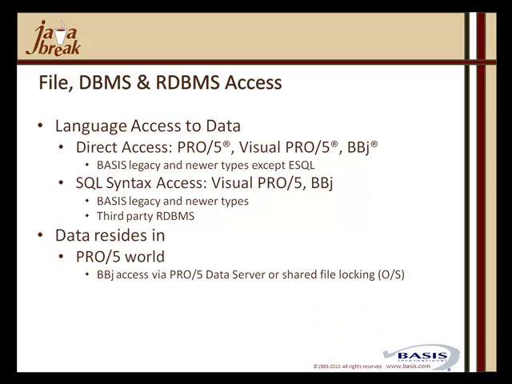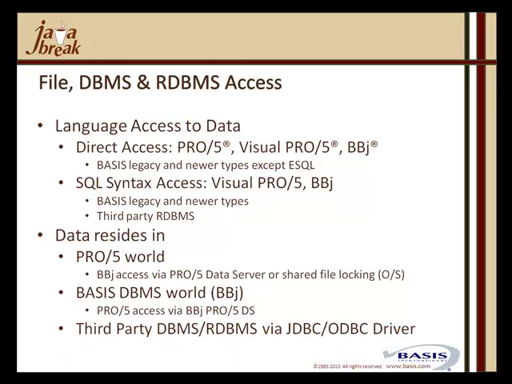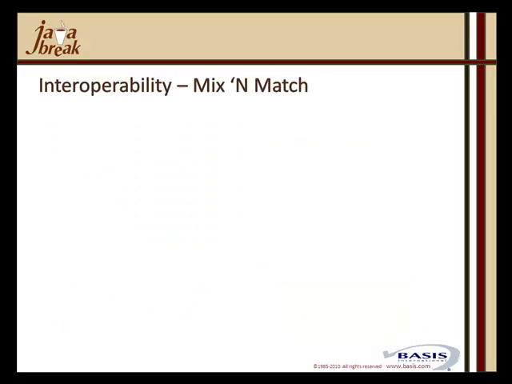You can choose to have your data reside in the Pro5 world, and you deliver BBj access via the Pro5 data server or via shared file locking at the operating system level. Your other choice would be to have the Basis database management system control the data. That would be BBj services, and you deliver Pro5 access via the BBj Pro5 data server. And of course, you can decide to store your data in a third-party environment, a third-party relational database management system, and provide access via SQL through their JDBC or ODBC drivers.